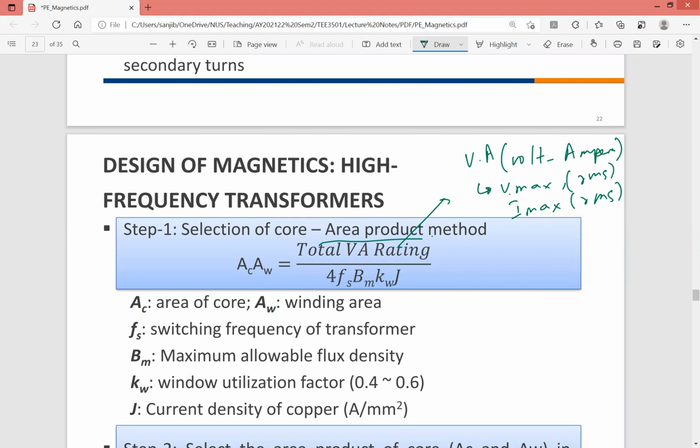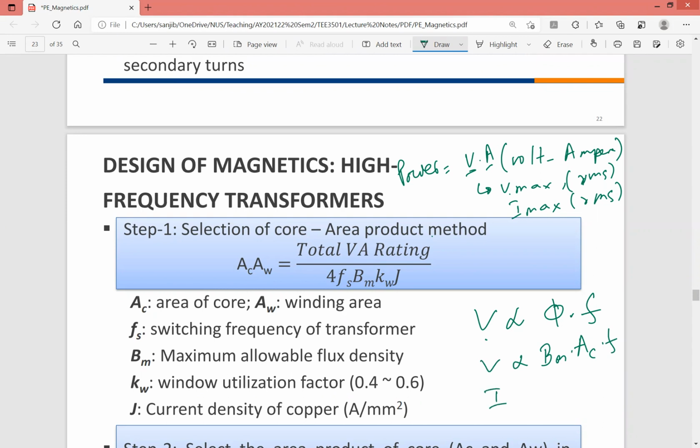From here, we can take the product of these. This is the power level, the power handling capacity of the transformer. Now that will decide the overall size. You'll see voltage and current. The voltage is proportional to two things, the flux level and the frequency. Flux itself is proportional to the flux density multiplied by the area of the core. So that's what your voltage is proportional to.